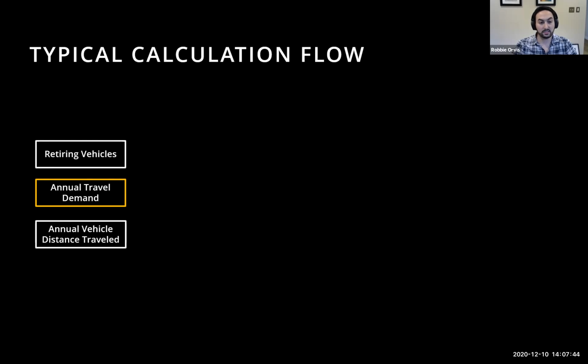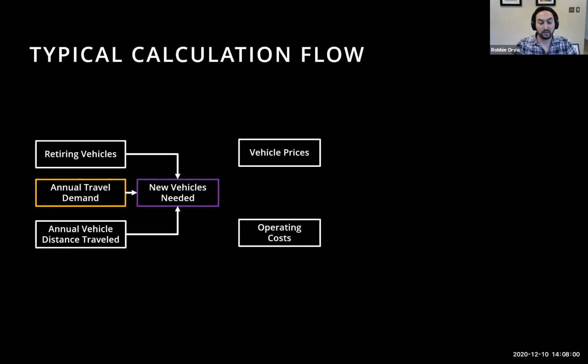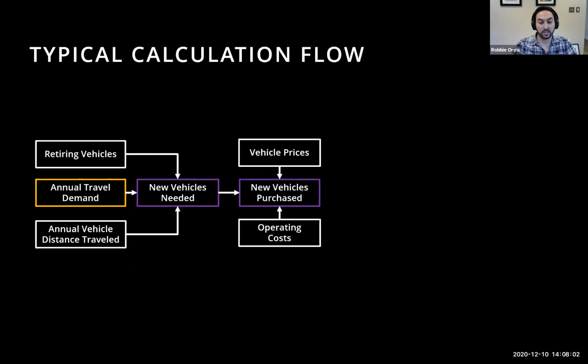And with these three sets of input data, we can estimate the number of new vehicles that are needed or new vehicles that are purchased in a given year in the model run. We then take information on vehicle prices and vehicle operating costs, for example, maintenance costs of vehicles. And we can use that information to figure out which types of new vehicles are purchased, for example, electric vehicles, gasoline vehicles, hybrids, etc. This is done through a form of optimization in the model to minimize the cost of new vehicles that are purchased.